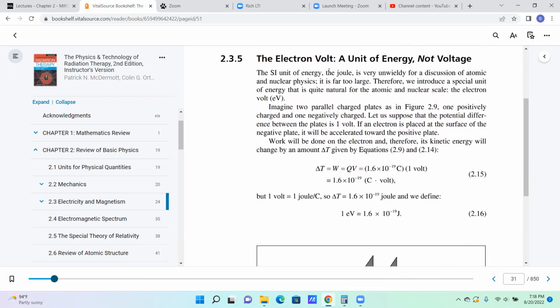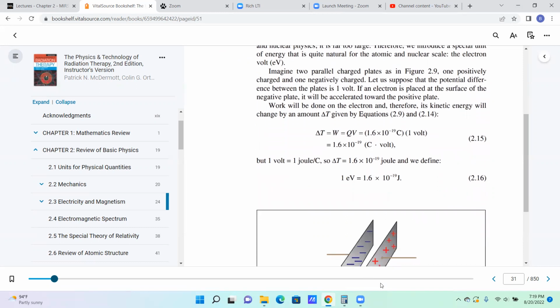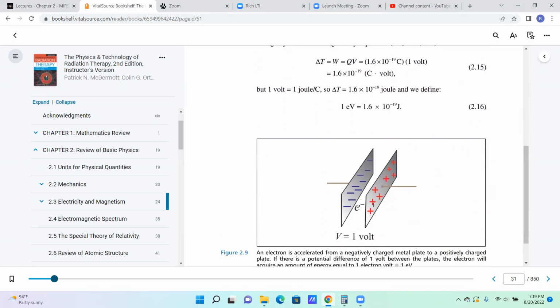So the electron volt is a unit of energy, not voltage. The SI unit of energy is the joule, and it's very unwieldy for a discussion of atomic and nuclear physics. It's just too large. Therefore, we introduce a special unit that is natural for that state, and that is the eV, or the electron volt. So imagine two parallel charged plates, as in figure 2.9, one positive and one negative, kind of like what we've got going on here.